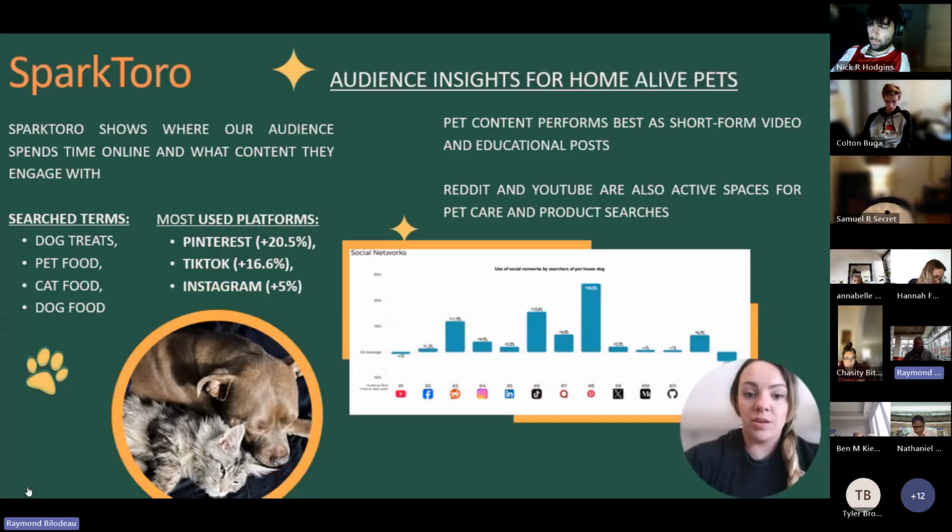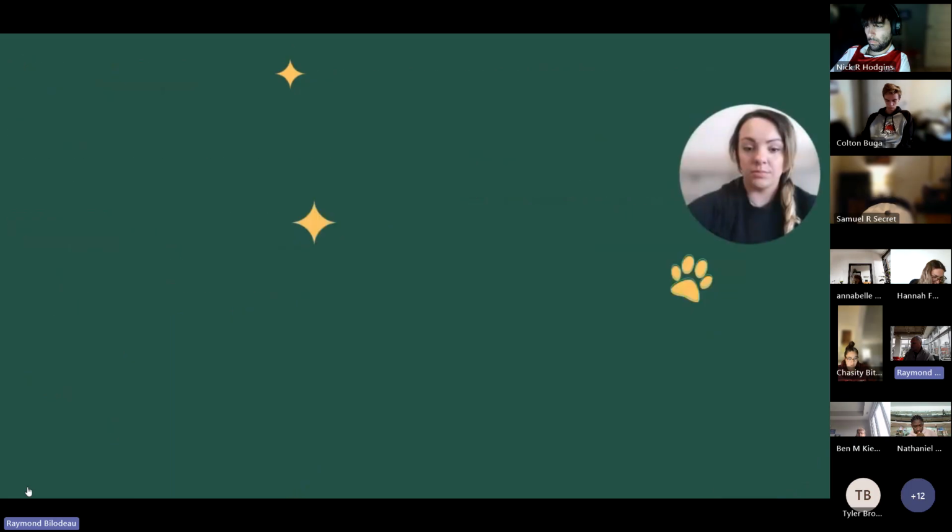The top platforms were Pinterest, which was used 20% more than the average, TikTok at over 16%, and Instagram, which was used around 5% more. This indicates that short-form visual content performs best, especially when it's educational, such as pet care tips or product demos. Reddit and YouTube were also commonly used by this audience for pet-related research and advice.